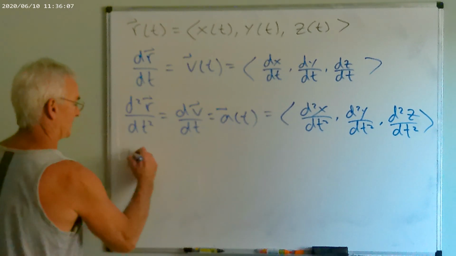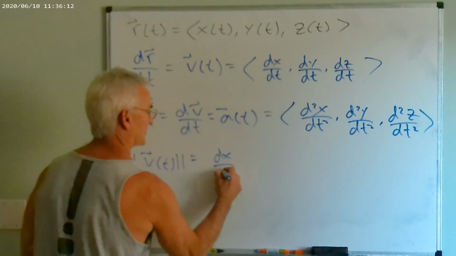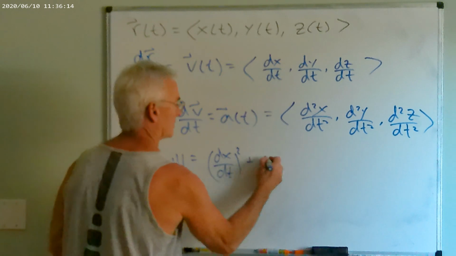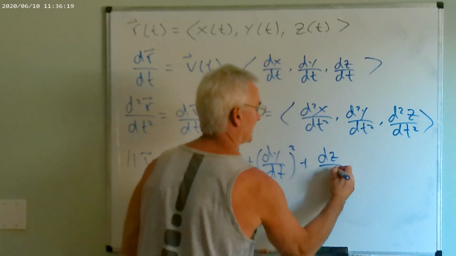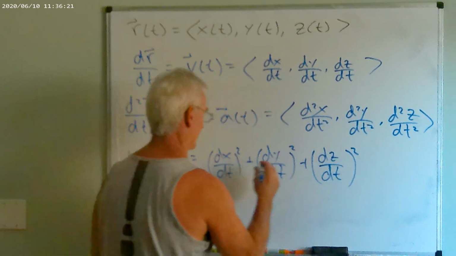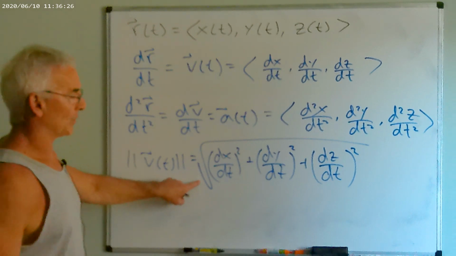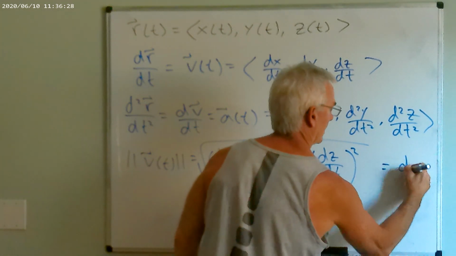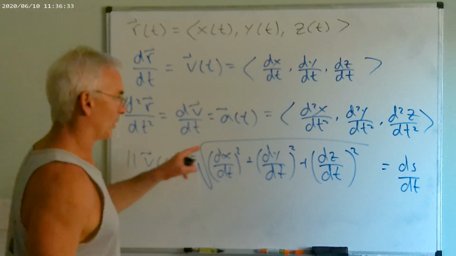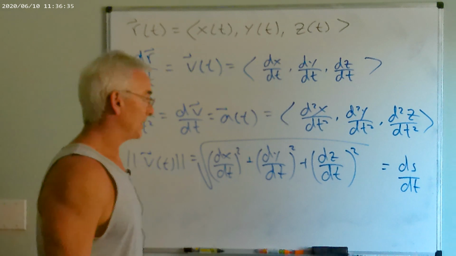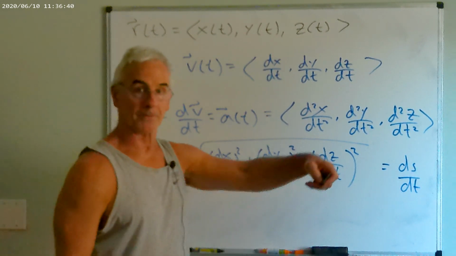So if I said, what's the length of v of t, we notice then it would be dx/dt squared, dy/dt squared, dz/dt squared, all under the root. And we recognize this. That's the arc length parameter that we looked at before. That's ds/dt. Now, it's no coincidence then that the speed and the arc length parameter turn out to be the same thing. This becomes very useful later on when we look at components of acceleration.